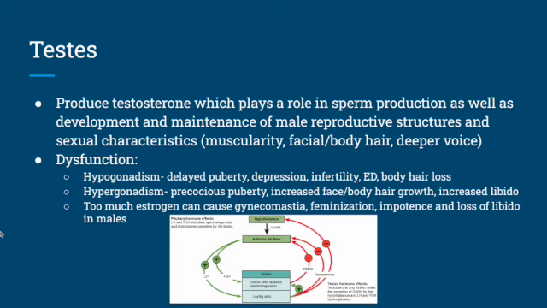And then hypergonadism, or too much testosterone in this case, can cause precocious puberty. So these are kids who are developing sexual characteristics too early. You can have increased face or body hair growth and an increased libido.